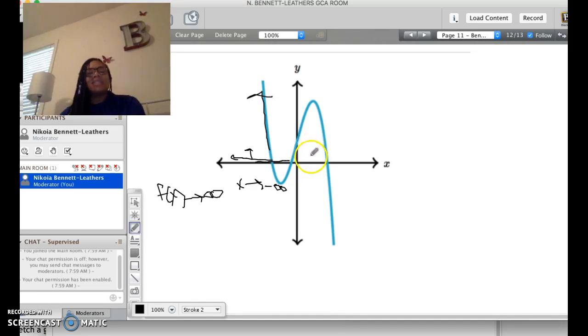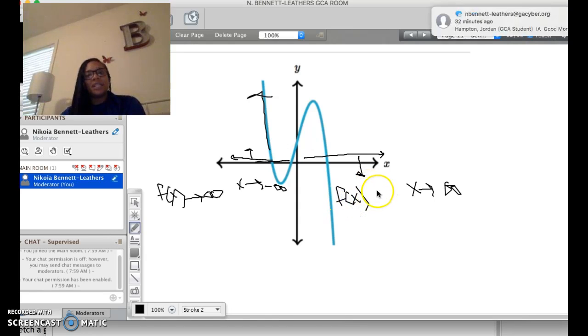Now what happens as I drive down the positive x-axis? Where would I have to look to see f of x? Oh, I would have to look down. So that tells me as I'm on the positive side of the x-axis, or as x goes to infinity, f of x is going to be moving to negative infinity.